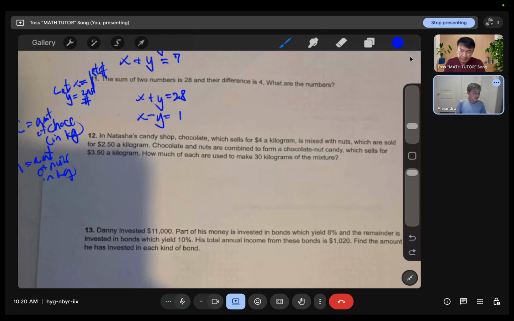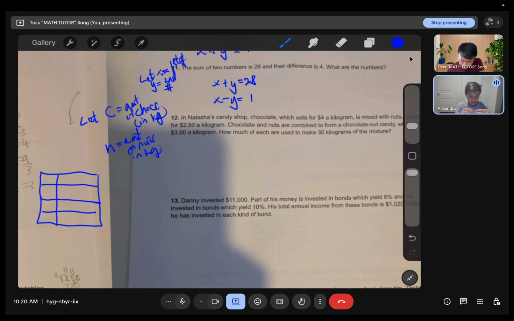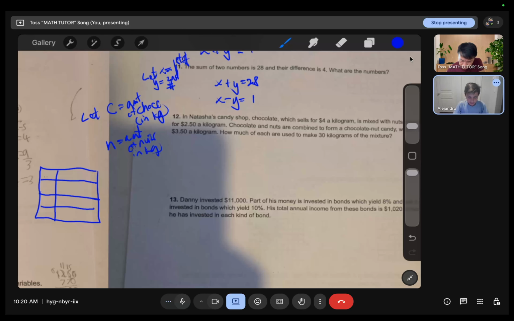So our teachers taught us a way to make a graph, like a table, like a little chart. I think it was like kilogram. On the very top, it would be kilogram times dollars per kilogram.